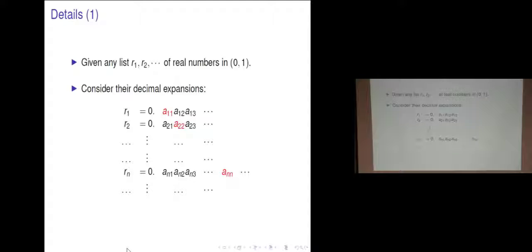Now I want to present your R1, R2, and so on in this way. Because R1 is a point between 0 and 1, R1 will have its decimal expansion like this. The next number is R2, which will also have its decimal expansion. The digit I indicate, for example A21, means the first index is the expansion of R2, and the second one is its first decimal place. We'll see an example two slides down.